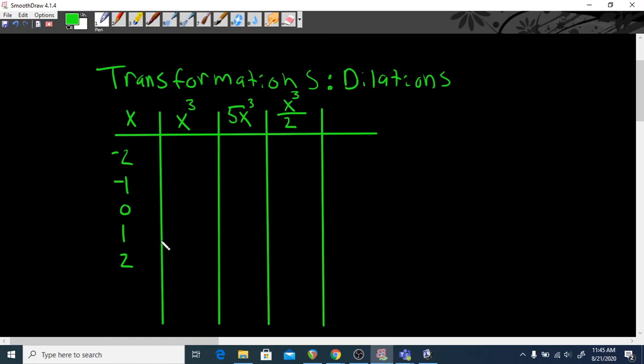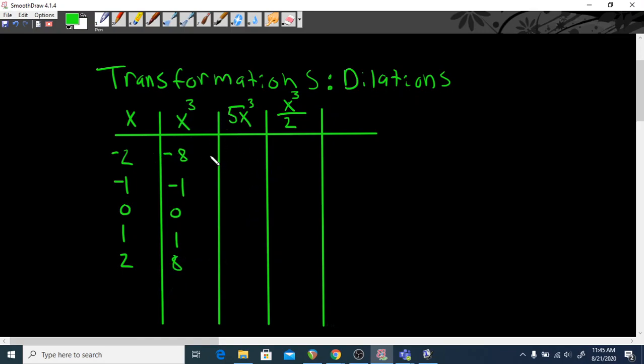That should be enough. If I plug these into the cube, -2 times -2 is 4. 4 times -2, -8. This one's easy. This one's even easier. This one's easy, and then this one is easy too. There we go. 8.